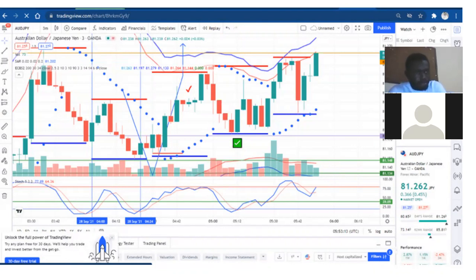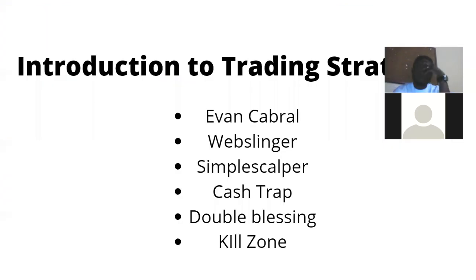Awesome. Can you see my screen? A lot of people would be confused when they're looking at this. They'll be like, what is this? A lot of lines and dots and stuff and numbers, you know? But it's actually simple. I will be breaking it all down for you. I would also be introducing you to strategies for trading.